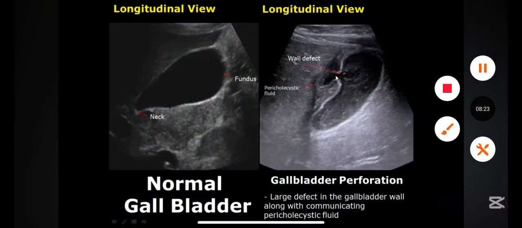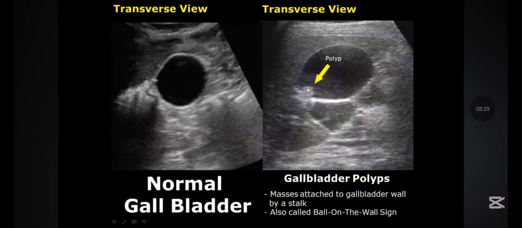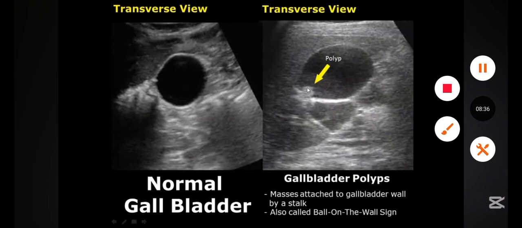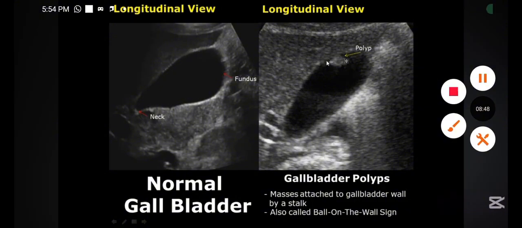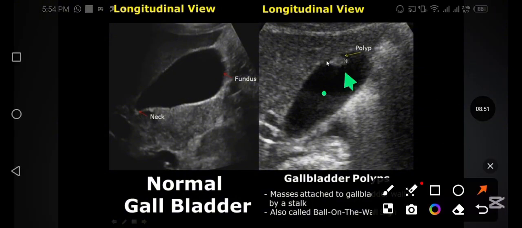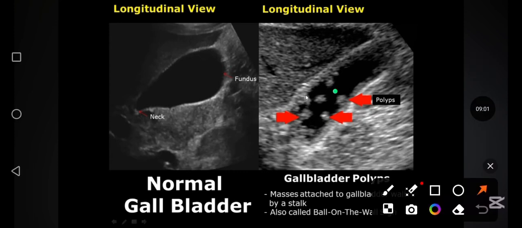Next one is gallbladder polyps. Polyps are masses attached to the gallbladder wall by a stalk, and here you can see the mass is attached to the gallbladder wall, and this is also known as the ball on the wall sign. Here you can see the polyp is attached to the wall of the gallbladder. Here you can notice in the longitudinal view multiple polyps are attached to the gallbladder wall.